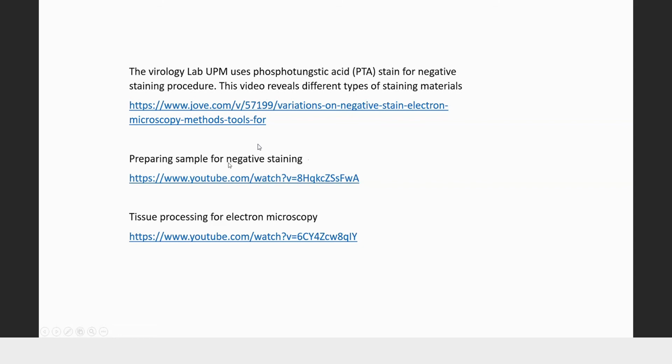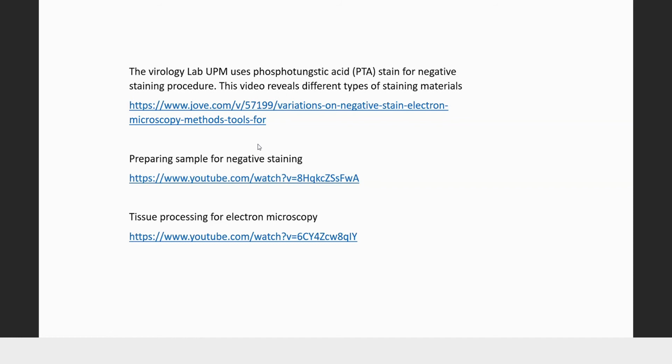And the second video is a simple method of how you prepare a sample for negative staining. The sample is obviously a supernatant or a liquid containing the virus particles. For example, you have your cell culture positive with a virus, where there is CPE, and you want to confirm the virus. What you do with the supernatant is centrifuge it and pellet the sample.